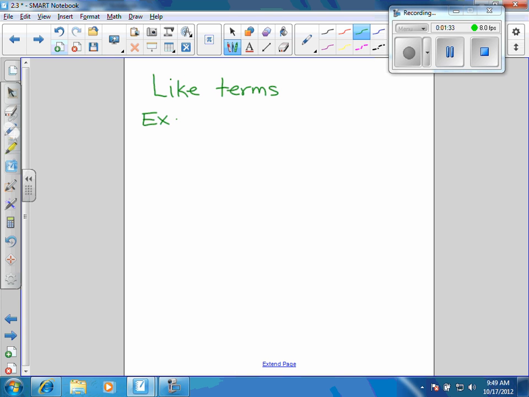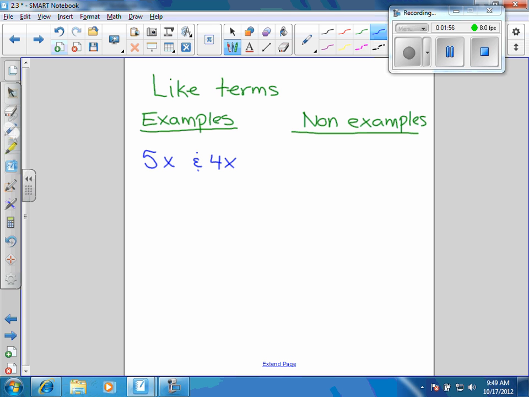So examples, a good way to do this is look at examples and non-examples. So if we think in pairs, an example of like terms would be 5x and 4x, because they both have x's. Something that would be a non-example of like terms would be 5x and 2, because 2 doesn't have an x. Okay? Adam. Would 5x and 5y be a like term? Good example. That's a non-example. Good question. So 5x and 5y are non-examples because the variables have to be the same.